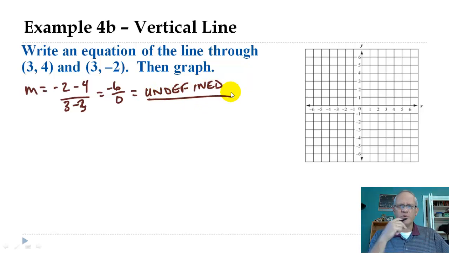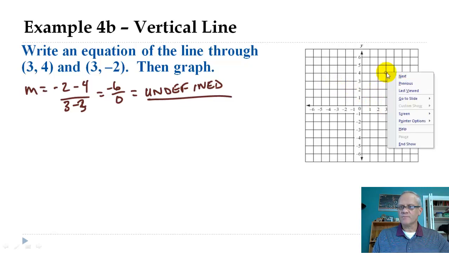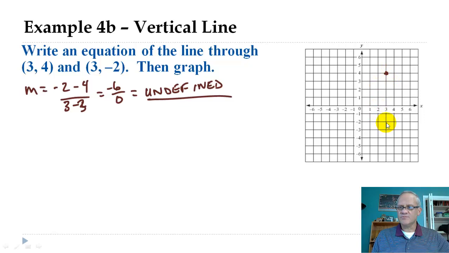Well, you know what's weird about this, though, is I can't go in here and plug in undefined into an equation to find out what the equation is. So how can I go about this? Well, let's graph the line. So let's go up to 3, 4, we got a dot. And then 3, negative 2. And so this line is straight up and down.